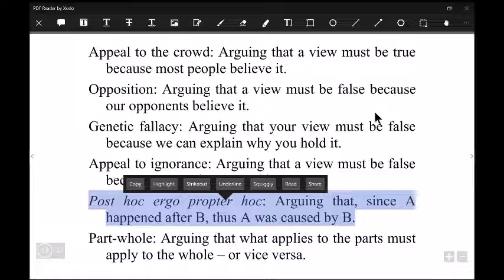Post hoc ergo propter hoc. There's a lot of Latin in logic and also in the law. If you want to be a lawyer or a medical doctor, a lot of Latin there too. A lot of Latin all over the place. Anyway, post hoc ergo propter hoc. This means after this, therefore because of this. You argue that since A happened after B, thus A was caused by B.